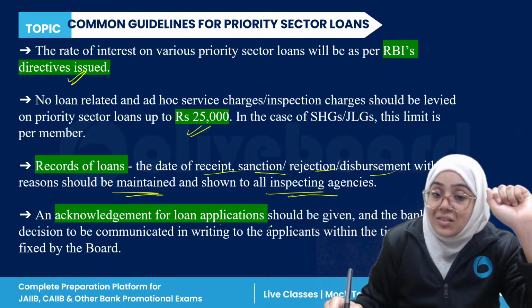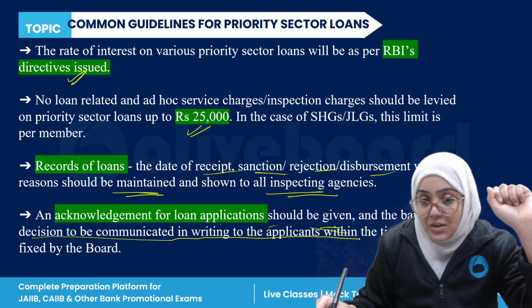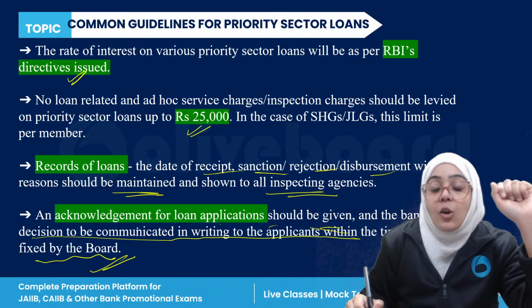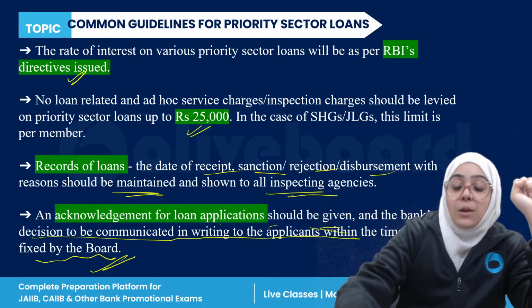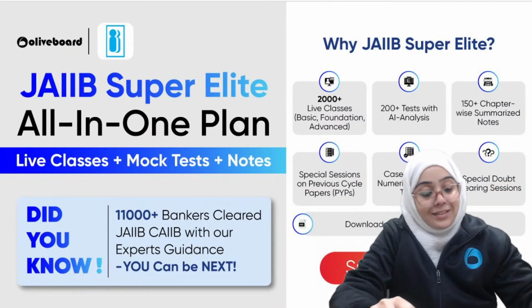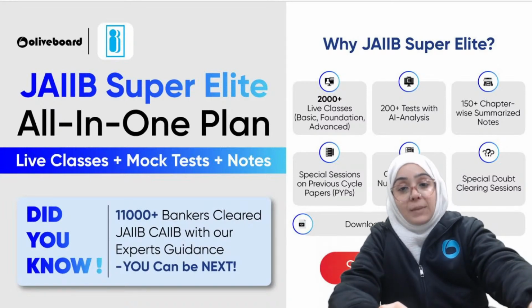Acknowledgement of the loan receipt should be given, and the decision the bank has taken should be communicated in writing within the time limit specified by the board. So these are the common guidelines for the priority sector loans. Clear? So this is it. This is the chapter. I hope that you have all understood this chapter completely.